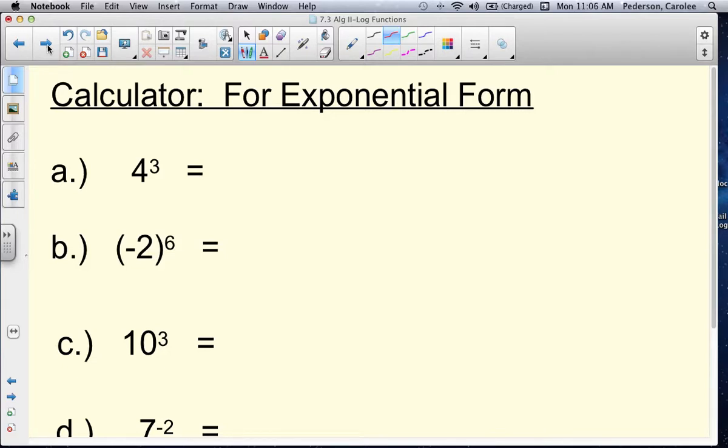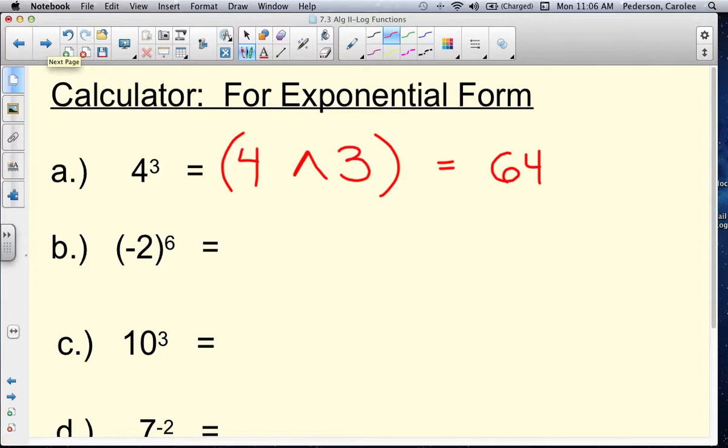With your calculator, you're going to see a button that looks like this. You'll say 4, and then we call this a caret symbol. So you put in 4, and then the caret symbol, and then the power, 3. So this is what your calculator will look like. So it's multiplying 4 times 4 times 4 for you, which is 64.